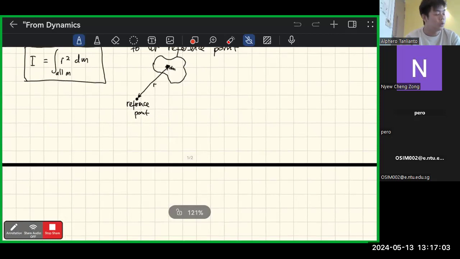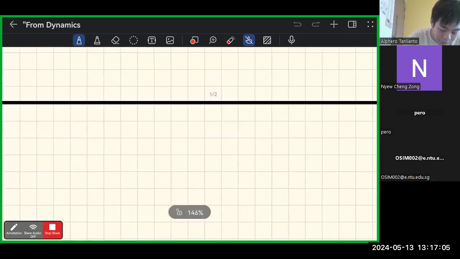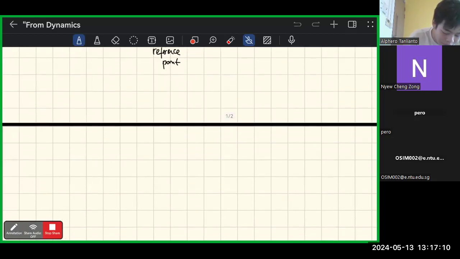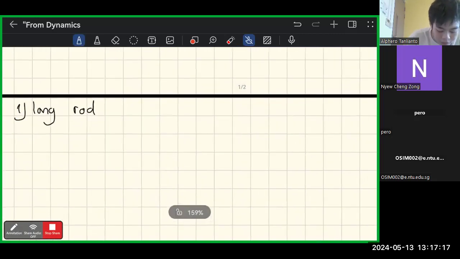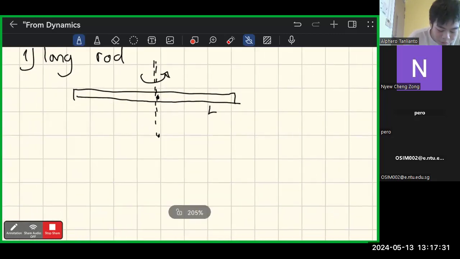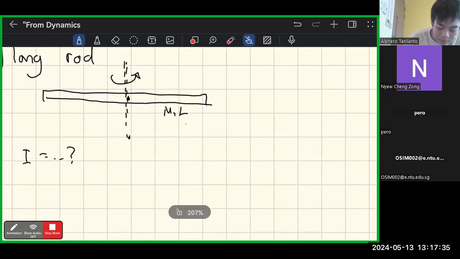So one example is a simple one, we just integrate. Okay, so if you have a rod, it's not a long rod, it's just a rod with a length of L here. Length is L, and then you rotate this rod around the axis that is in the middle of the rod. What is the moment of inertia? The mass is M.